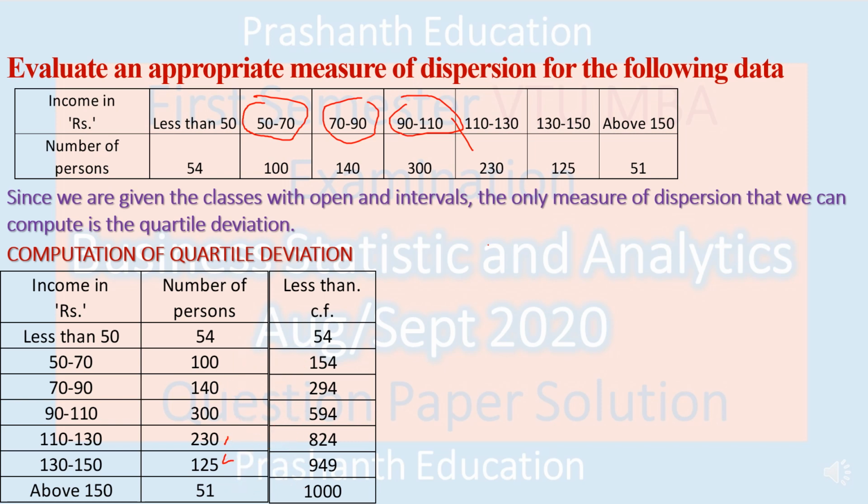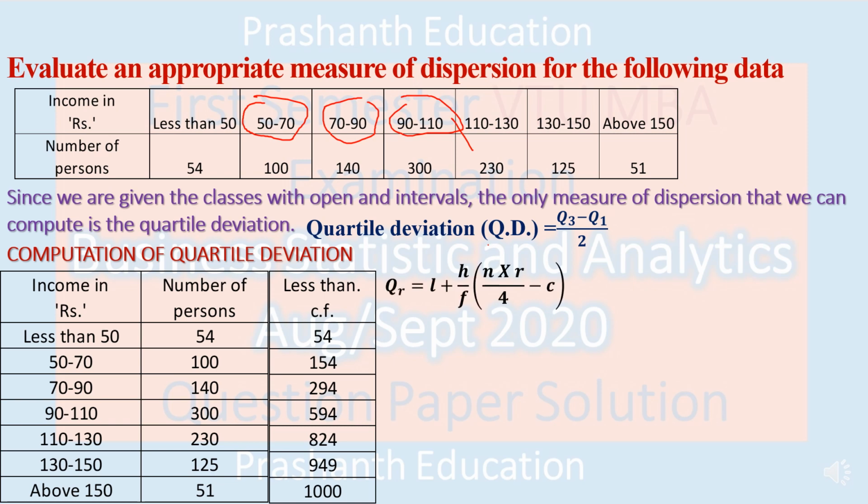Now we look at what quartile deviation is. Quartile deviation, which is also known as QD, is Q3 minus Q1 divided by 2. So we need to calculate Q1 and Q3. You can calculate Q1, Q2, Q3, Q4 like that, but since this is a quartile deviation which we are calculating, we will calculate Q1 and Q3.